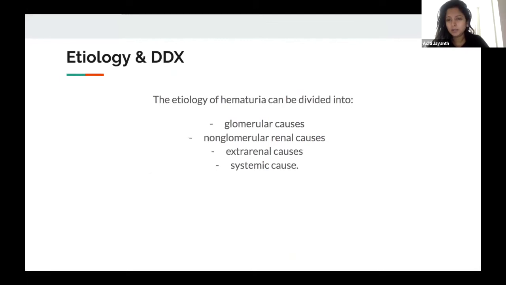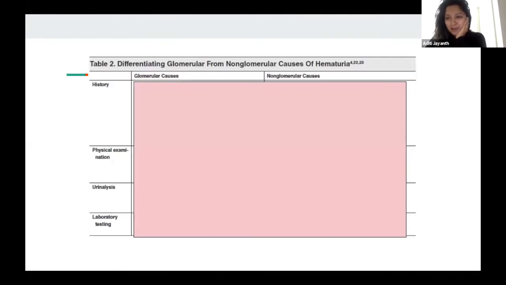So let's talk a little bit about the etiology of hematuria. We can divide it into glomerular causes, non-glomerular causes, extrarenal and systemic causes. It's a lot of things to cover, so I didn't want to overwhelm this lecture with all the things that can cause red urine. We're going to focus a little on the glomerular causes today, and then we can always talk more about all the other things on a different day. So I'm going to ask you guys to participate a little bit more. Let's talk about differentiating glomerular from non-glomerular causes of hematuria.